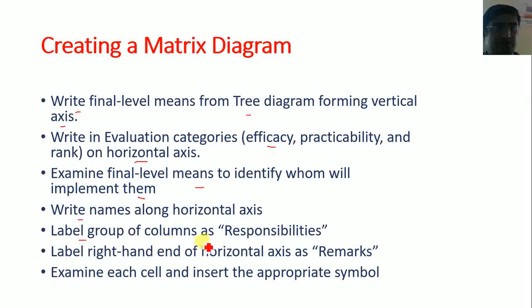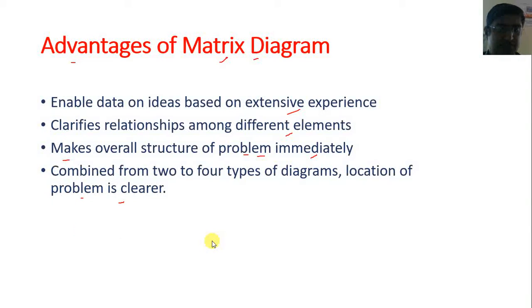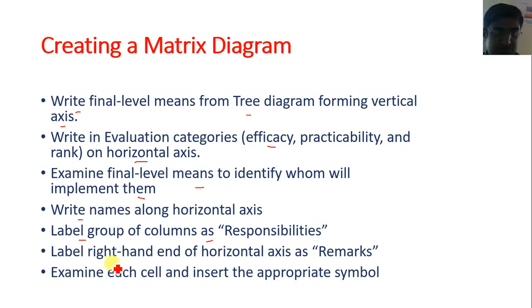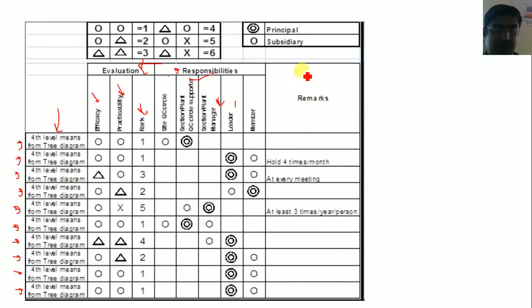Label the group of columns as responsibility. Here is the column with responsibility, and here is the column with evaluation, having three things. In the responsibilities column there are a total of five persons, or five designations. Also add a column at the right-hand end and name this column remarks.